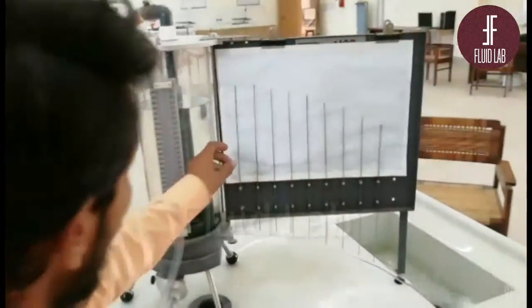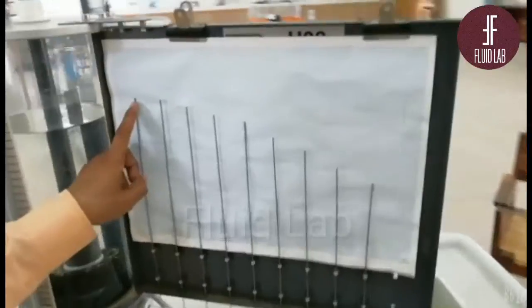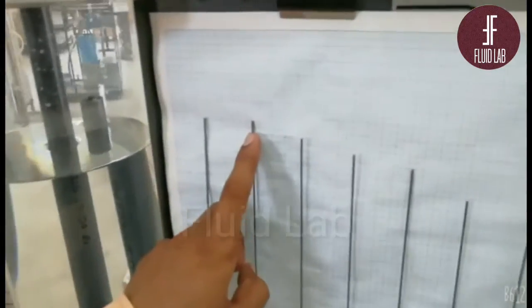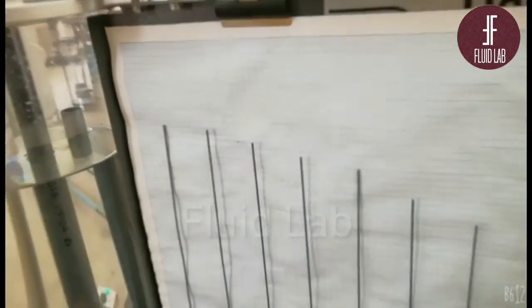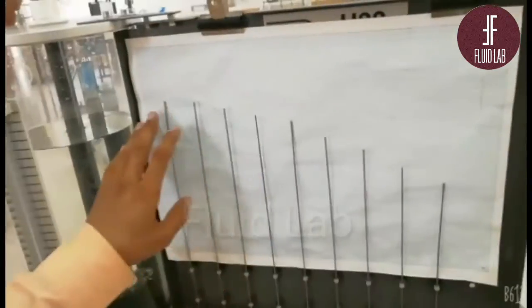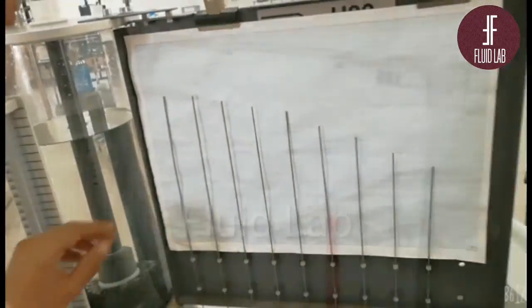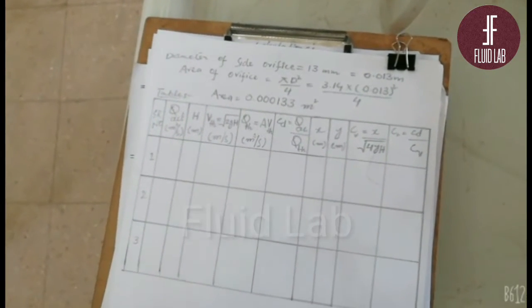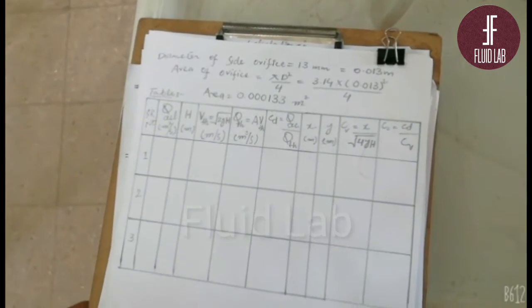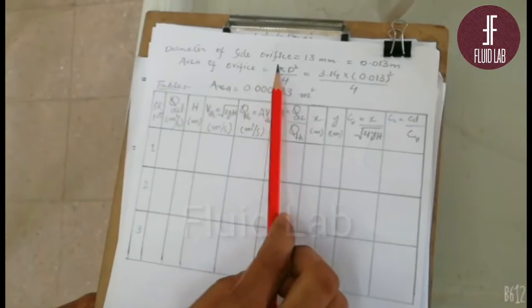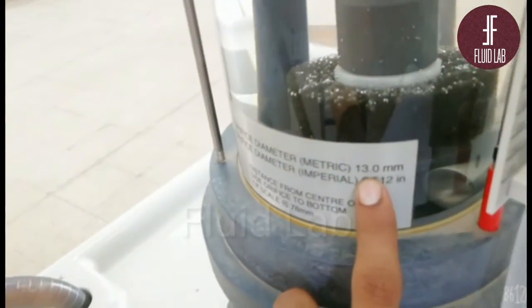Then we have to mark the tip point of each needle, so that the path of our jet of water will be on our graph paper. That is the table of our practical observation and calculation. The diameter of the side orifice is 13 millimeter, a known diameter which is written on our apparatus.